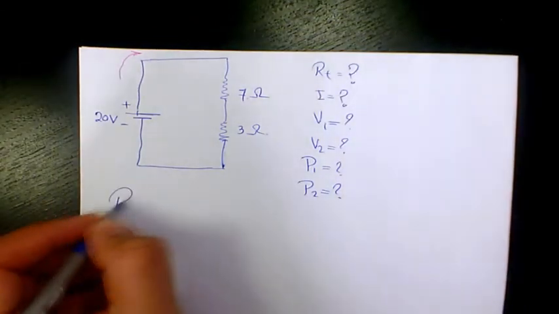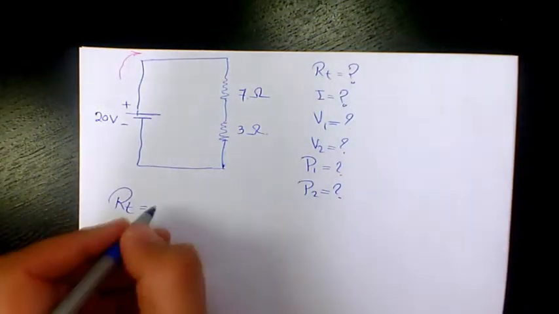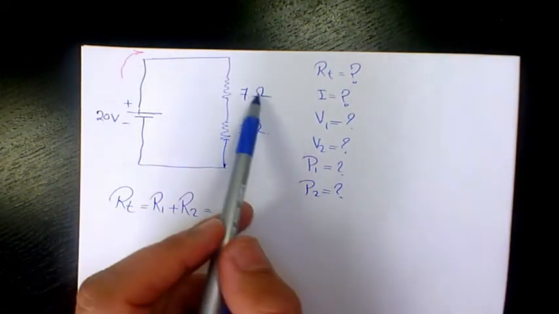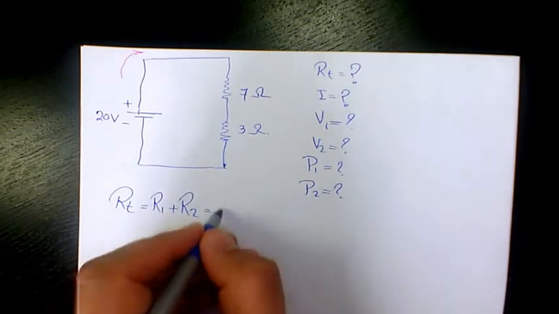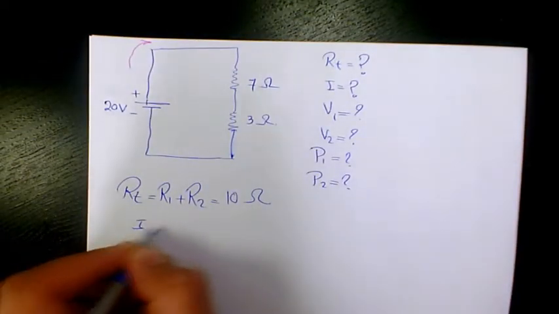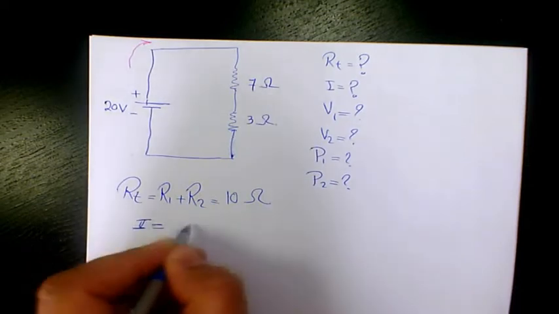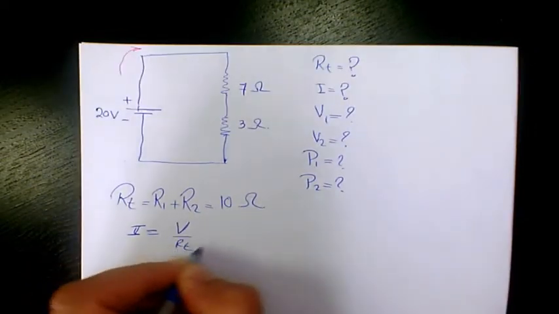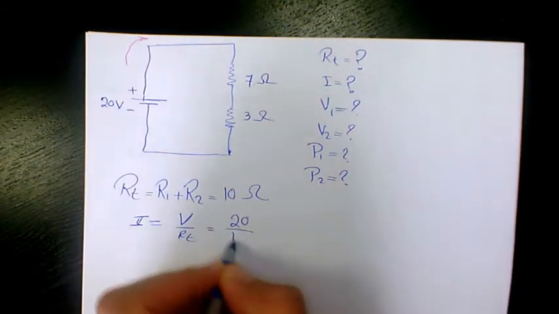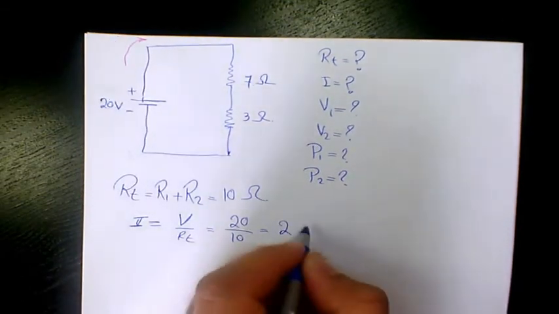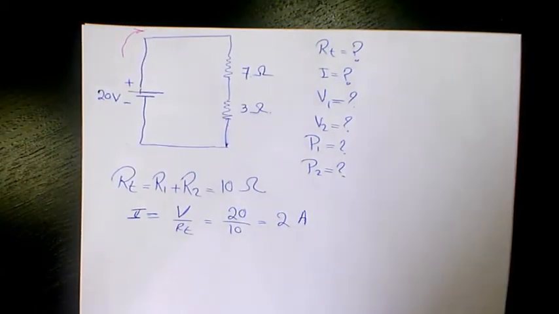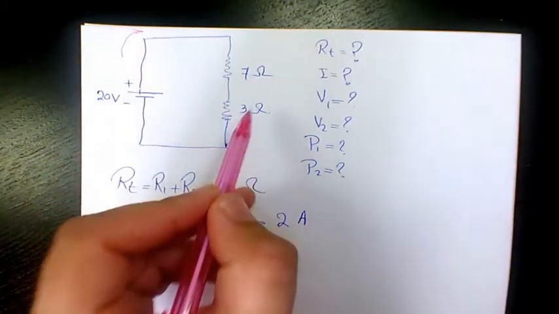So first of all, let's find out the equivalent resistance, which is going to be R1 plus R2. If this one is R1, this one is R2. 7 plus 3 is going to be 10 ohms. Then I need to find I. I is V divided by RT, which is going to be 20 divided by 10. That's going to be 2 amps. So that's 2 amps in here.